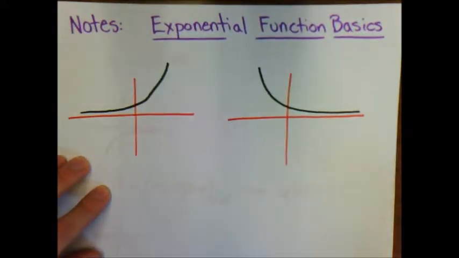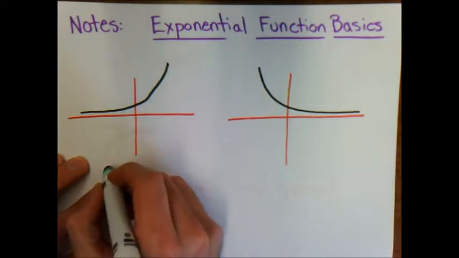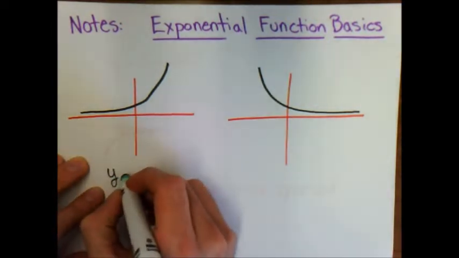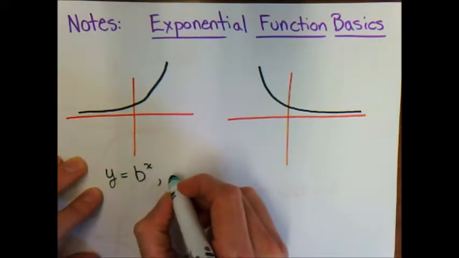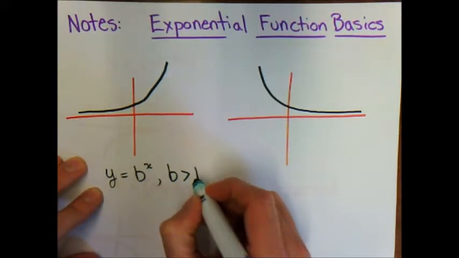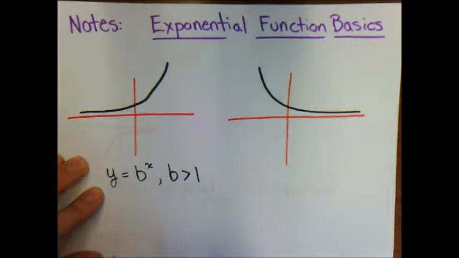One final note on exponential function basics. Here we have the comparison between an exponential function with a base that is greater than 1 and another function with the base that is between 0 and 1. So here on the left, we have a function that is y equals b to the power of x, where b is greater than 1. Again, a growth model.